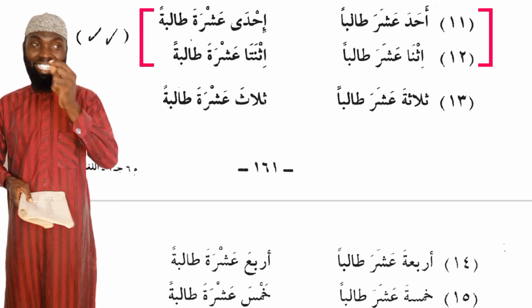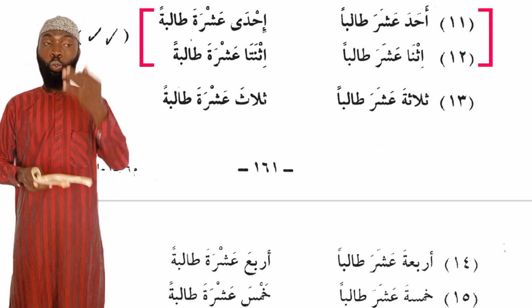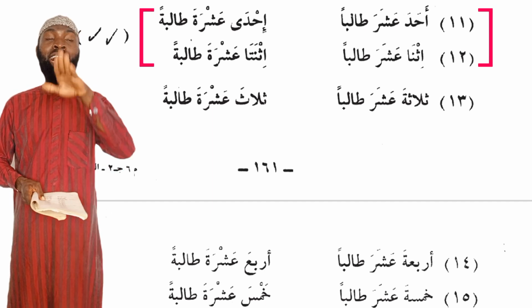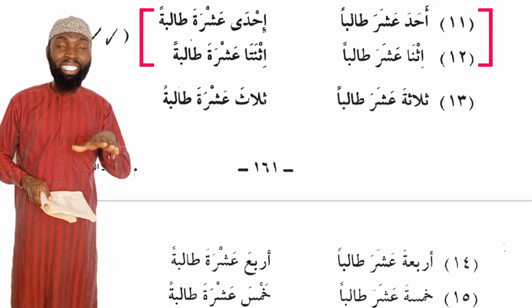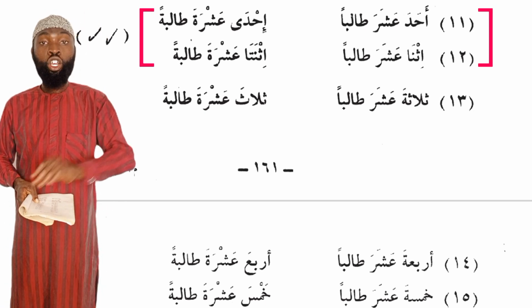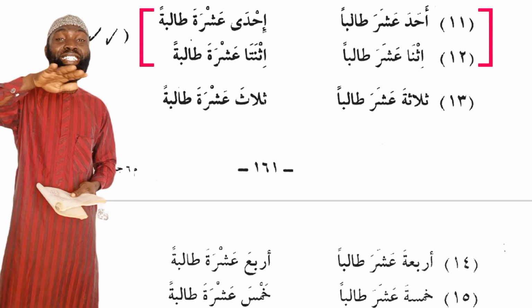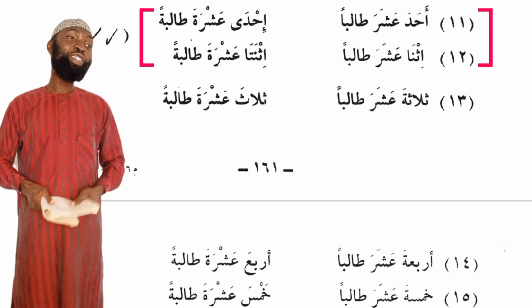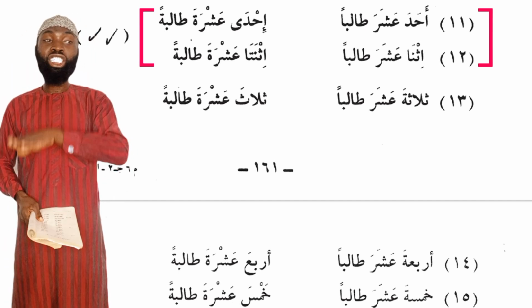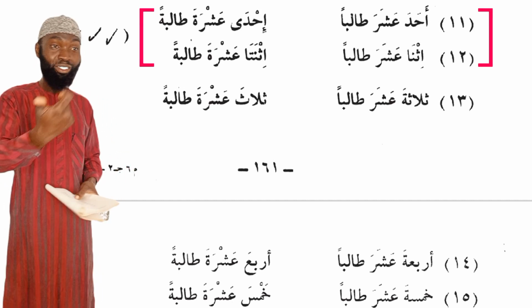Because ahada is a masculine word, ashara is also a masculine word. So it will be ahada ashara taliban. The other rule is that from this number 11 to 19, all what will be counted will be coming in the singular form, but in the accusative pattern carrying fatha. So it will be what? Ahada ashara kawkaban.